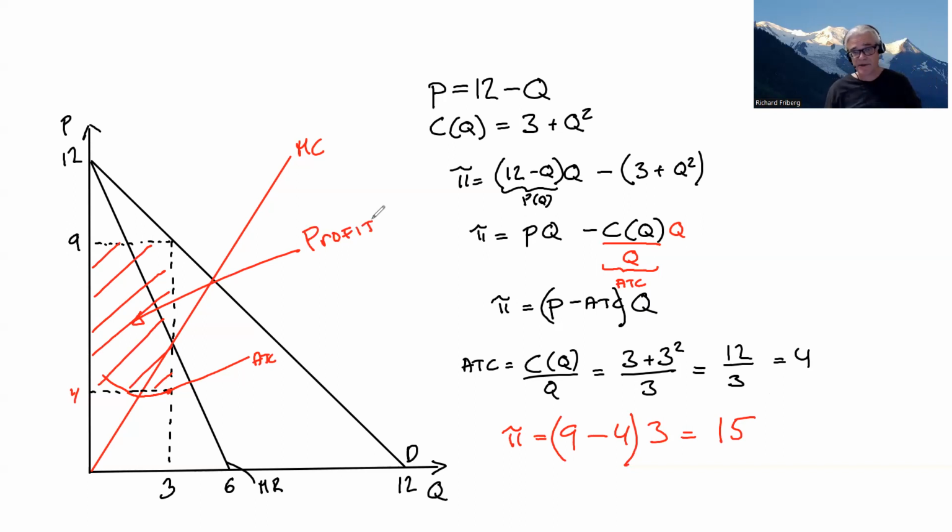Okay, so nothing mysterious. How many units are you producing? 3 units. How much do you make on average? Well, that's the difference between price and the average cost. And that average total cost will differ depending on where we evaluate it. Okay, so that's it for monopoly.